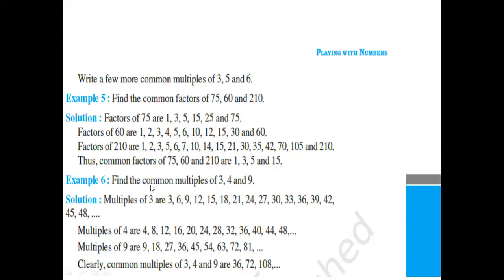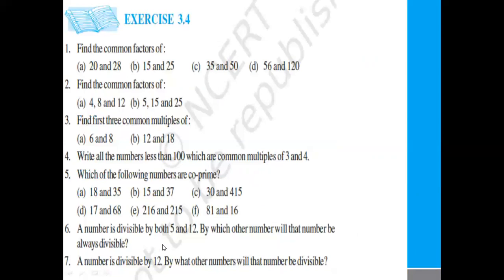The next question is find the common multiples of 3, 4, and 9. You will write the multiples of 3, then you will write the multiples of 4, then you will write the multiples of 9. So the common multiples you can see is 36 is available in 3, 36 is available in 4, 36 is available in 9, and so on and so forth. 36, 72, and 108 are the common multiples. Children, we will begin with the exercise.